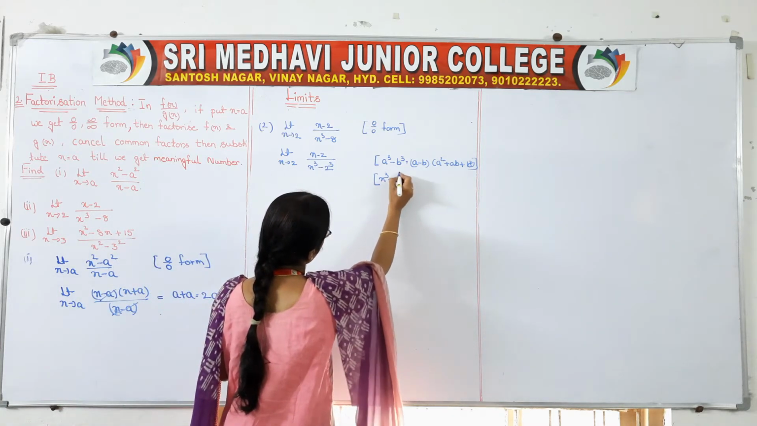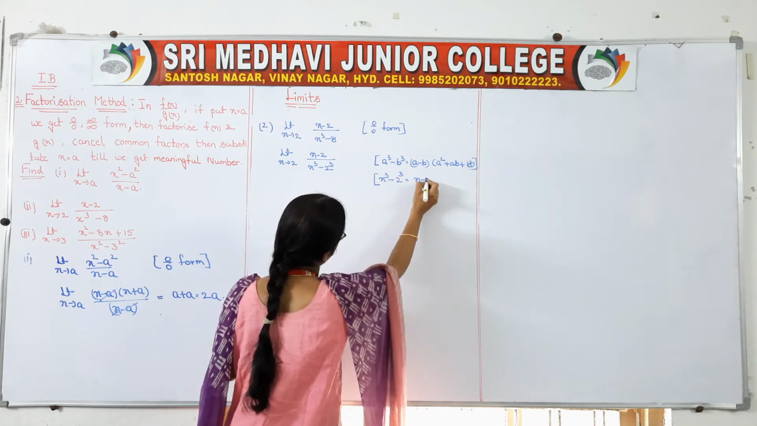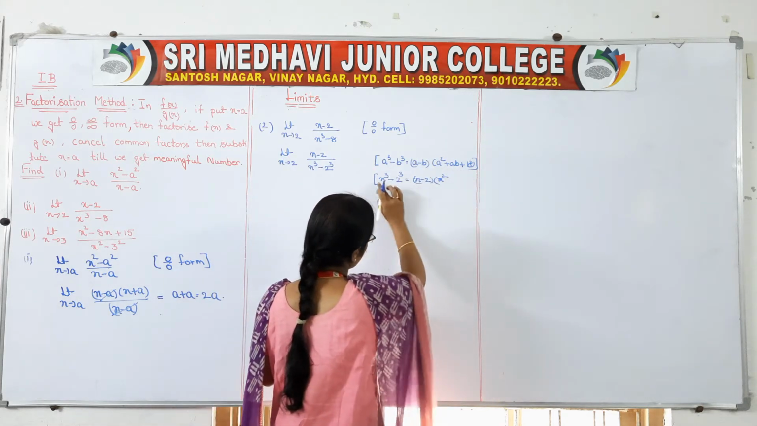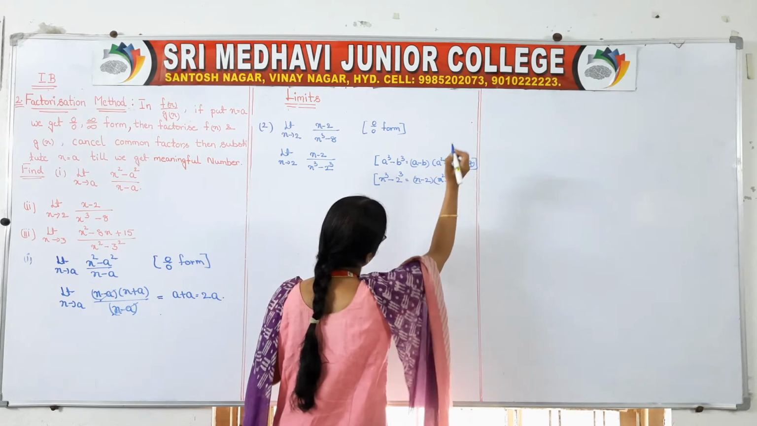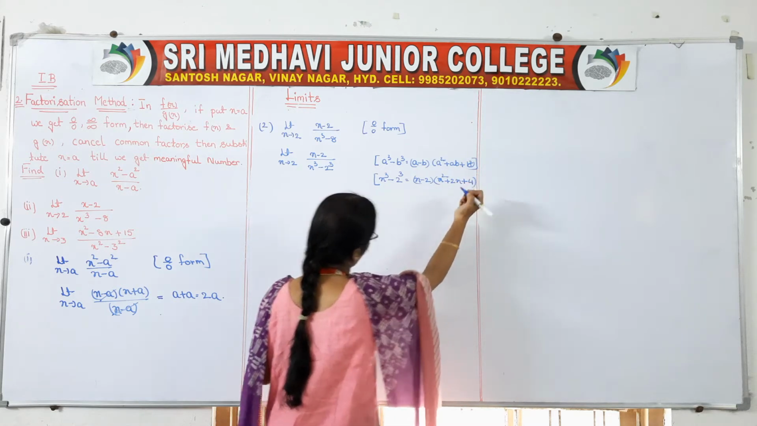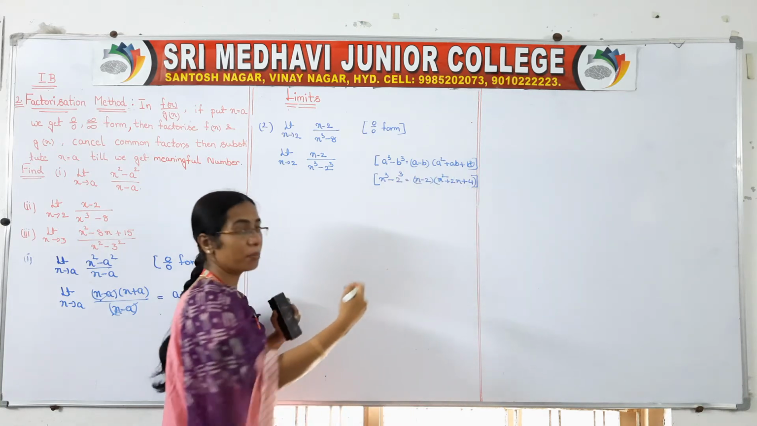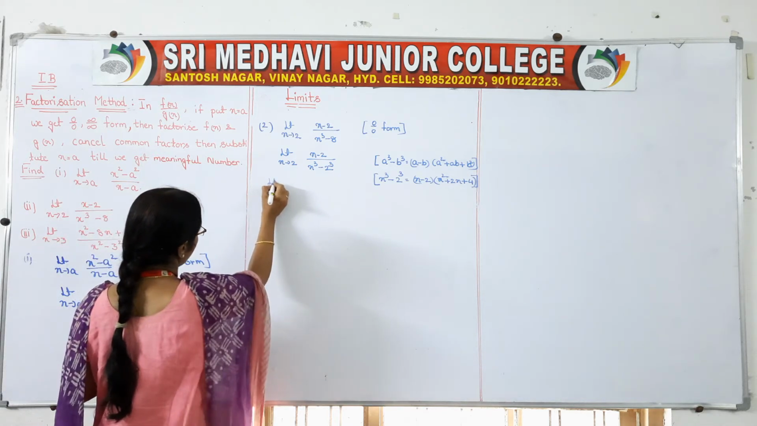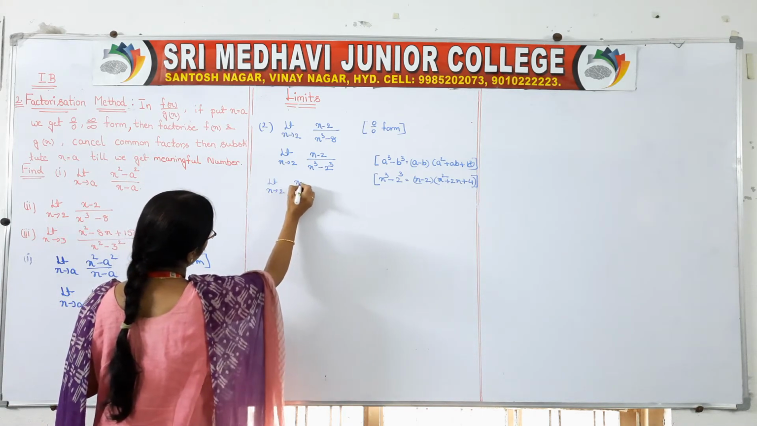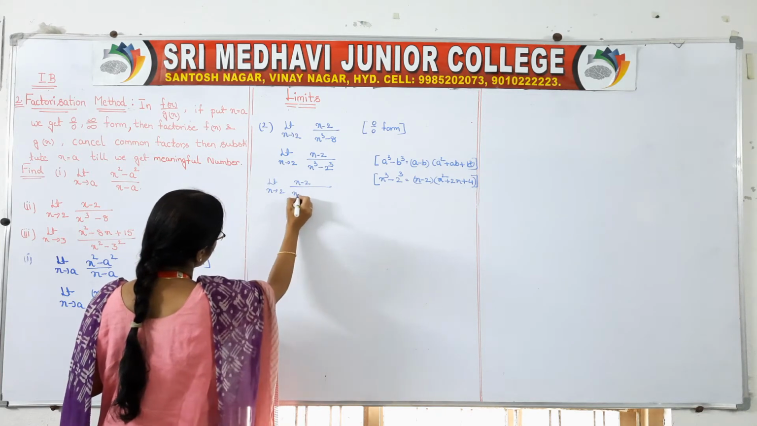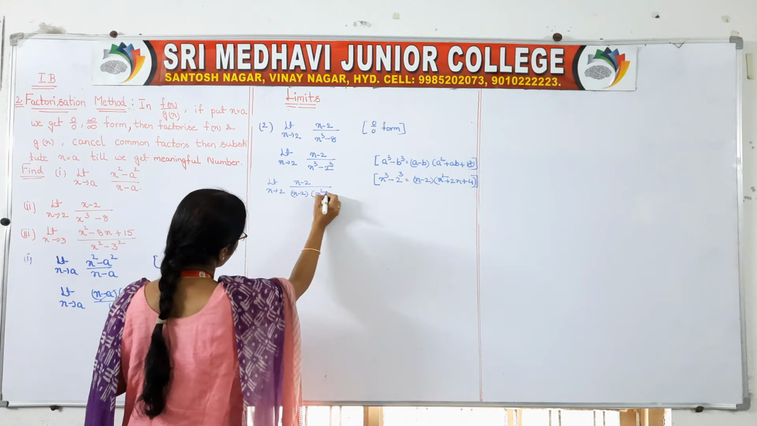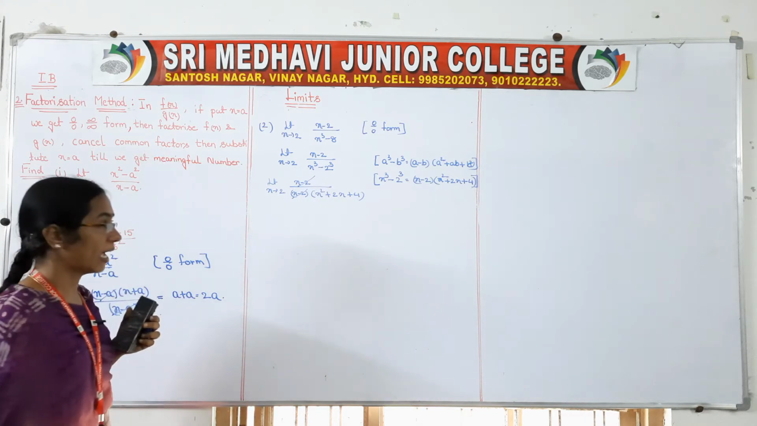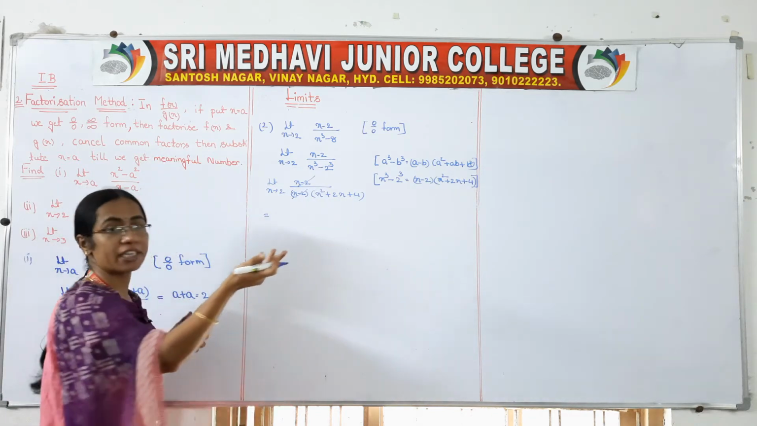So x cube minus 2 cube can be taken as (x minus 2) into (x square, a square; next ab, so 2x; next b square, 2 square is 4). Just from the formula we got this. So limit x tends to 2, (x minus 2) by (x minus 2) into (x square plus 2x plus 4). So x minus 2 cancels. No further simplification is possible.